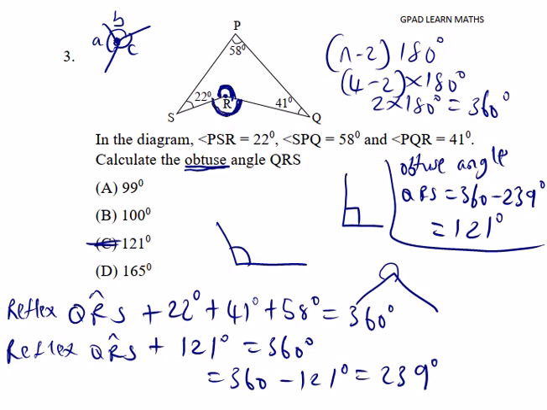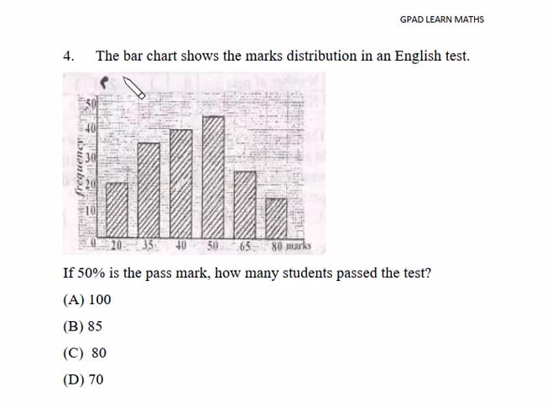Very, very easy. Okay, let's come to number 4. The bar chart shows the marks distribution in an English test. This is the bar chart. It has frequency. This frequency is the number of students who took the test, and then 20, 35, 40, 50, 65, 80. All these are the marks that the students obtained when they wrote the test. So the first question says, if 50% is the pass mark, all these are in percent actually: 20%, 35%, 40%, 50%, 65%, 80%, they are all in percentage.